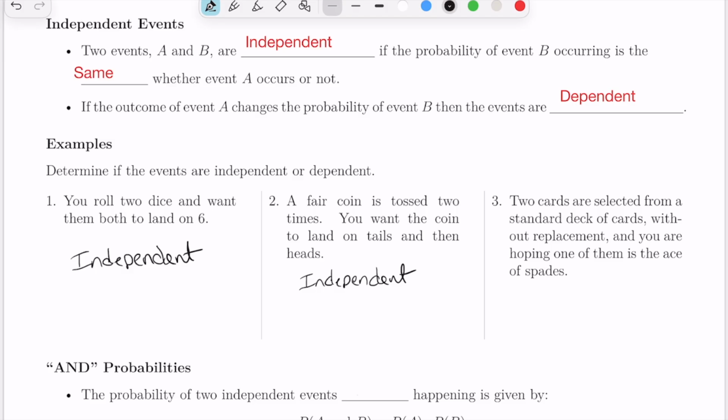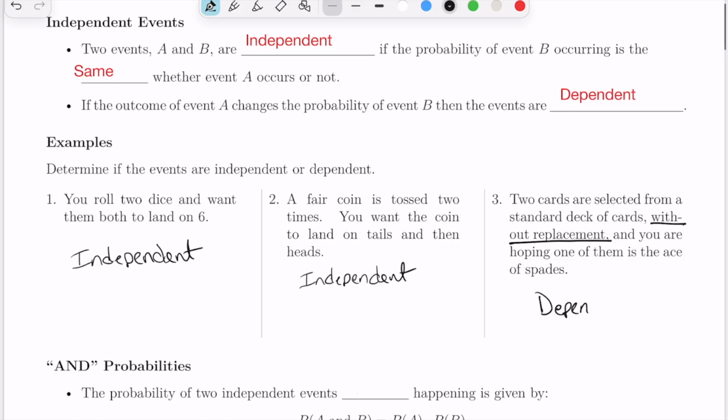Two cards are selected from a standard deck of cards without replacement, and you're hoping that one of them is the ace of spades. So when you draw a card the first time and you see that it's the king of spades, when you go to draw a card the second time, the likelihood that the next one is an ace is actually just a little bit higher because there's one less card in the deck. There were 52 cards. You had a 1 in 52 chance of drawing the ace of spades. And once you take that first card out and you see that it's not the ace of spades, when you reach back in, the likelihood of drawing the ace of spades is actually just a little bit higher because now there's only 51 cards. This is dependent.